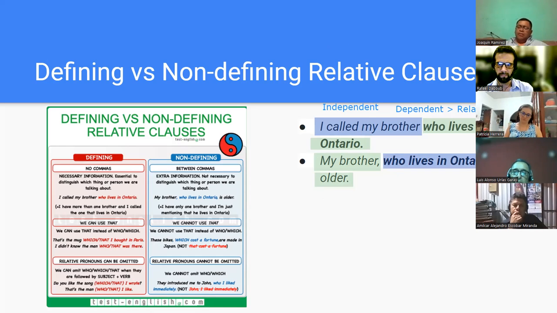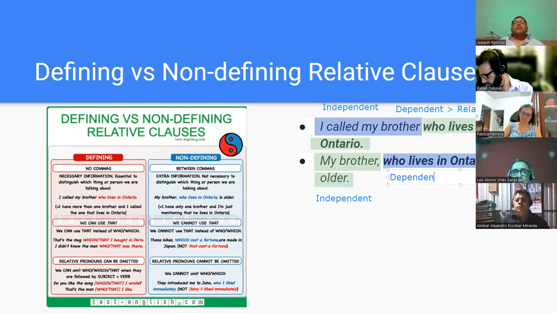So now, let's analyze this. My brother is older. What type of clause is that? First of all, dependent or independent? Independent, right? Very good. Okay, and who lives in Ontario? What is that? Dependent. All right, it's dependent, right? What type of dependent clause? Relative, right, so it's a relative one. What type of relative? Non-defining. Non-defining, right? Why is it non-defining?